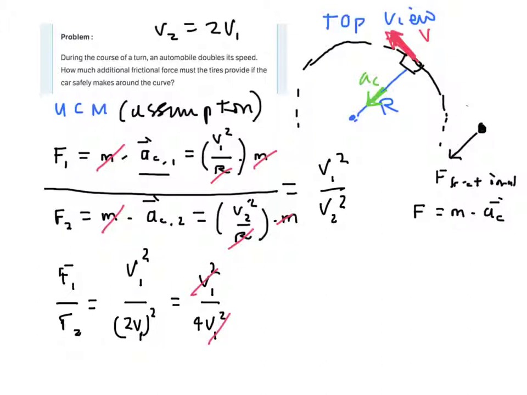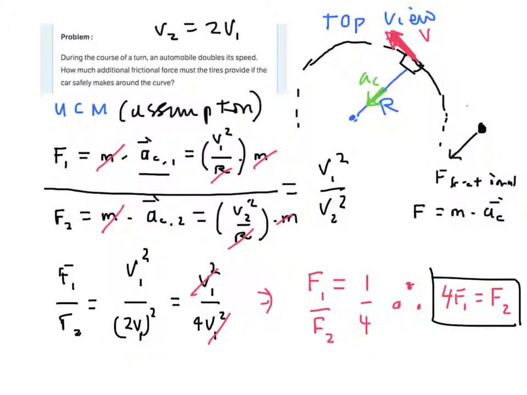So these cancel, and we're left with the relationship that F1 over F2 equals 1/4, or in other words, 4F1 equals F2. So if we double the velocity, because the acceleration is related to the velocity squared, we multiply the force required by a factor of 4.